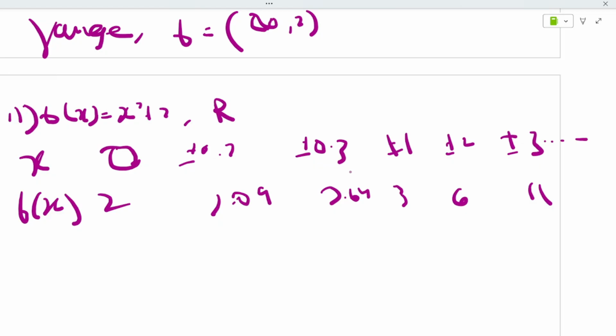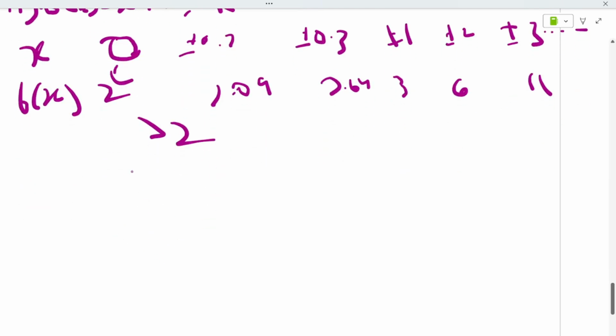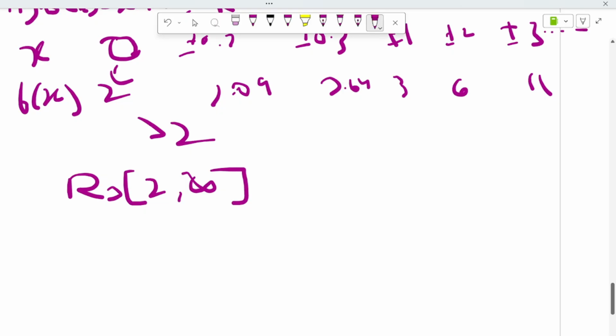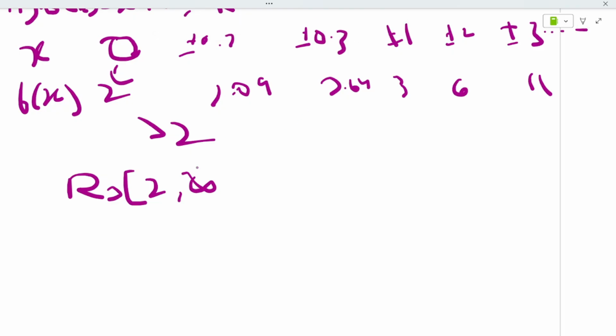But here the criteria that you have to see is they are greater than or equal to 2, right? For 0 we got 2, right? So we have to write the range. Range is 2 comma infinity. Here it will come because it is included, right? So we have to write in square brackets. Okay, now 2 and comma infinity we will write here. The range will be 2 comma infinity.